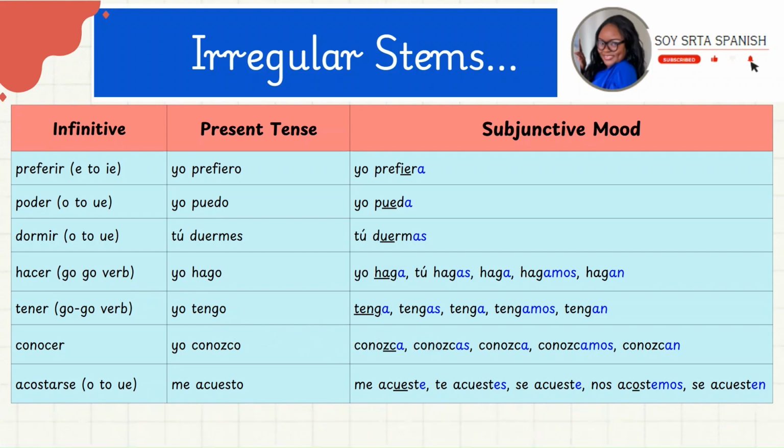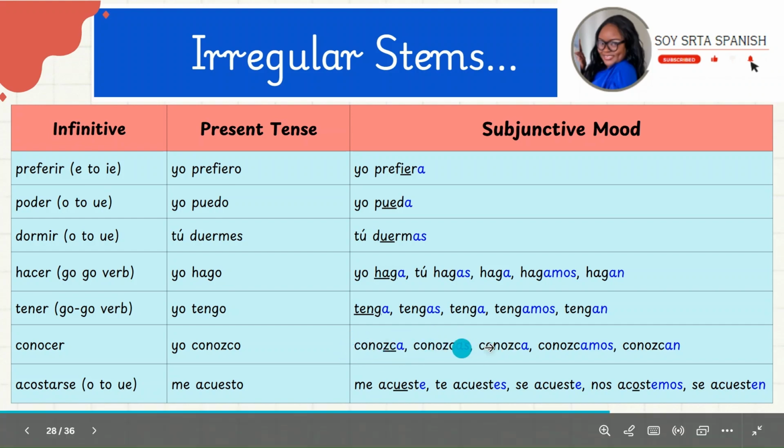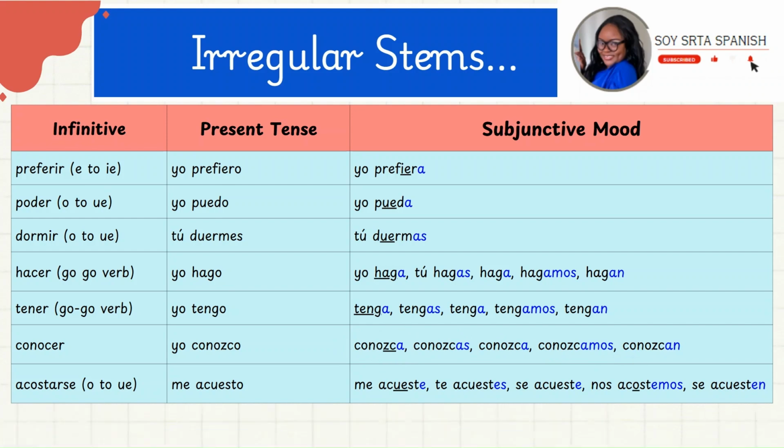Okay, so there we have it. It would become conozca, conozcas, conozca, conozcamos, conozcan. It takes the irregular stem and it continues with it throughout every conjugation. The final example there is from a reflexive verb, acostarse. And reflexive verbs in the infinitive are identified by their se at the end, which is basically just to show us how that action is being done to oneself.